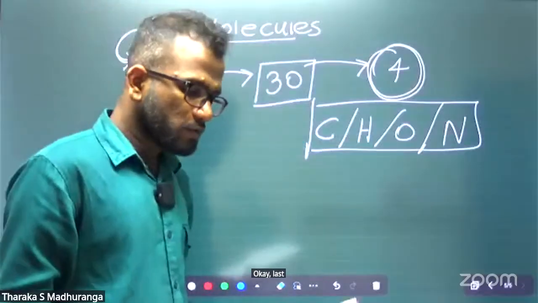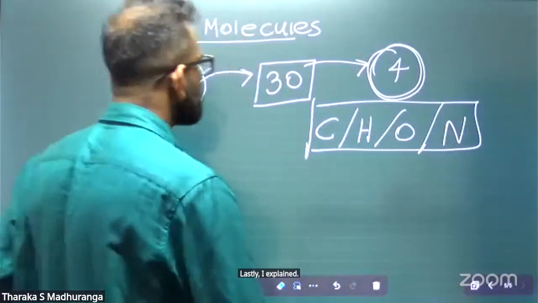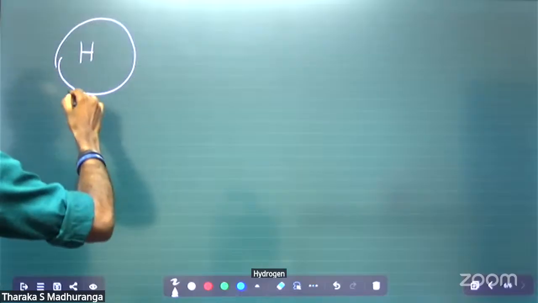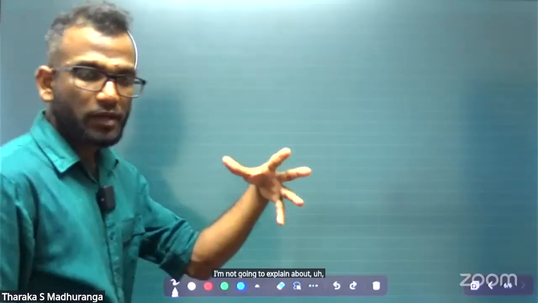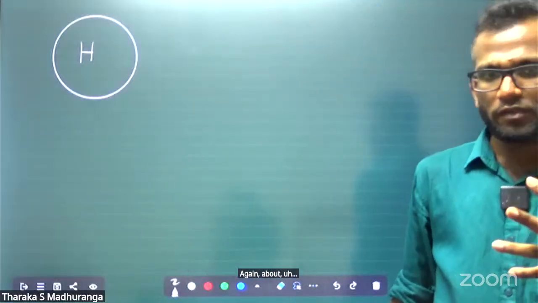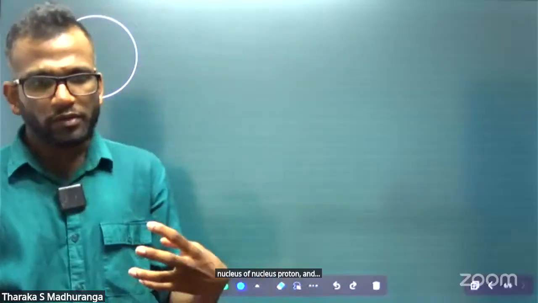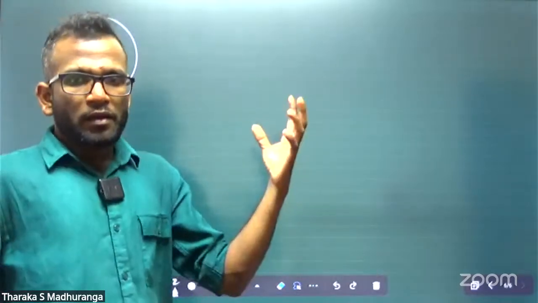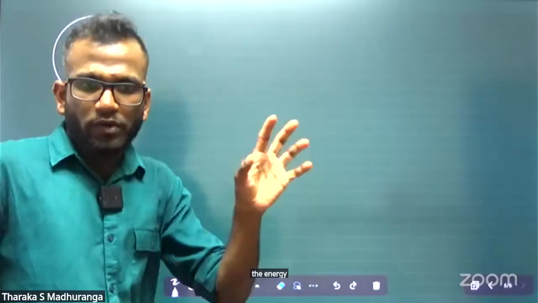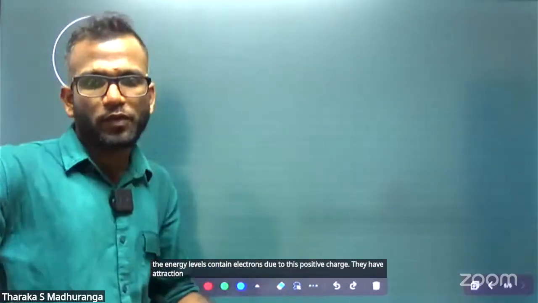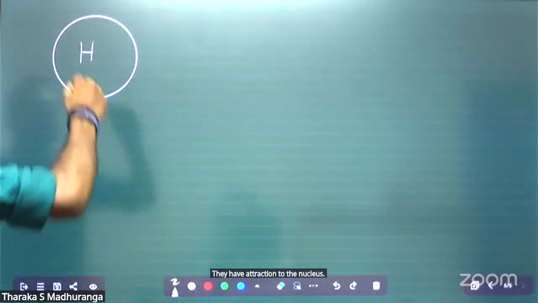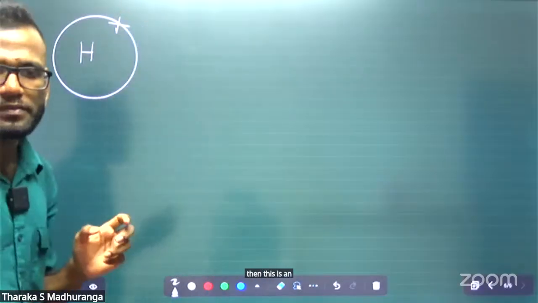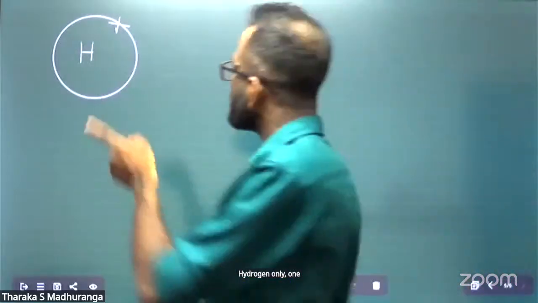Okay, last day I explained. If you take hydrogen, I'm not going to explain again about the nucleus, which contains proton and neutron. Then it has a positive charge. The energy levels contain electrons. Due to this positive charge, they are attracted to the nucleus. This is the hydrogen nucleus, and this is the first energy level. Then this is an electron. Hydrogen has only one electron, one energy level.